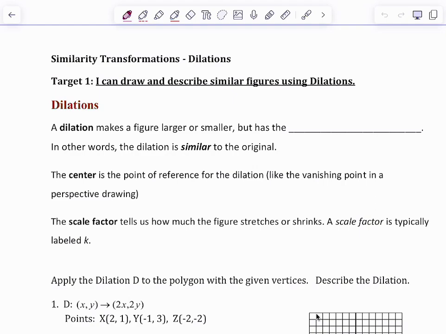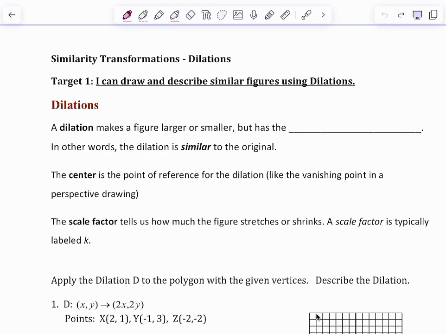About similarity, and similar figures come from these things called dilations. So the target says I can draw and describe similar figures using dilations. The word dilate, we usually think of it as something getting bigger, like when your pupils dilate, they get bigger. In math, it could be bigger or smaller. So enlargements or reductions is kind of two different terms for larger or smaller, but we just call them dilations.